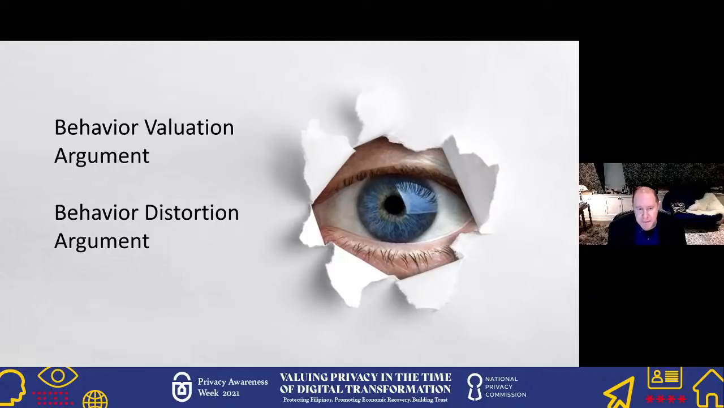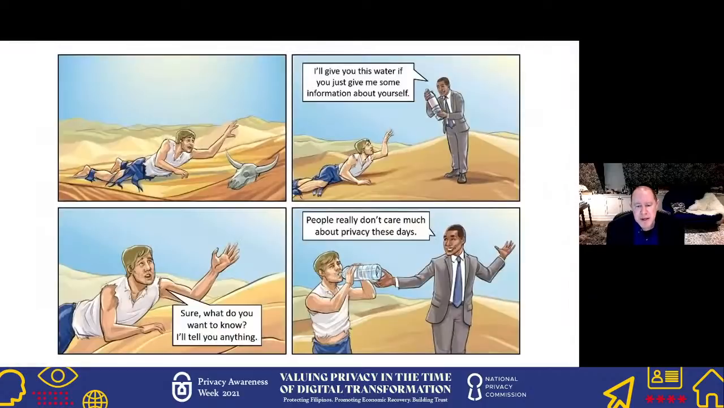their value of privacy. Now, I'll use this cartoon to show you this point, and then I'll go back to the other slide to illustrate it a little more. In this cartoon, a guy is crawling in the desert, desperate for thirst, about to die, and all of a sudden another guy says, "I'll give you this water if you just give me some information about yourself." The person says, "Sure, what do you want to know? I'll tell you anything." He's desperate for a drink. And the guy says, "People really don't care much about privacy these days."